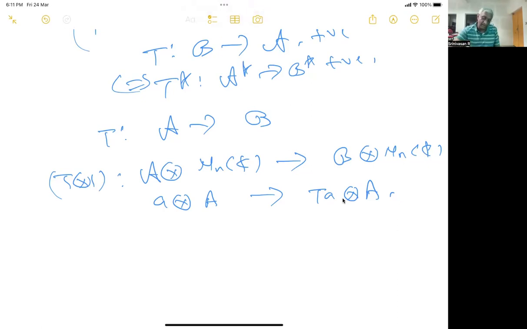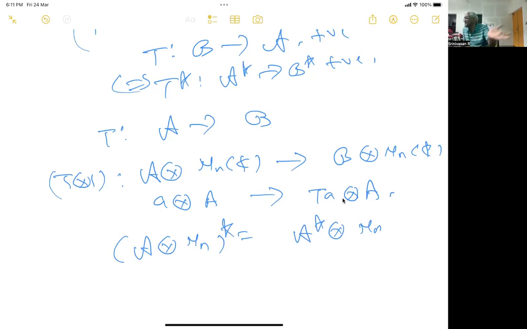Okay, and this is true, no? A tensor Mn. I haven't proved it. This you can identify with Mn star, which is Mn itself. This is easy to see. So because of this, if something is completely positive, then that is also dual. I mean, T tensor 1 has the dual map T star tensor 1. So T is positive if and only if T star is positive, and T is completely positive if and only if T star is completely positive.